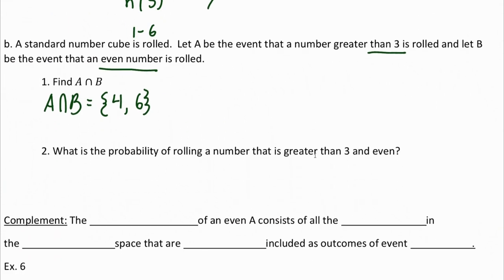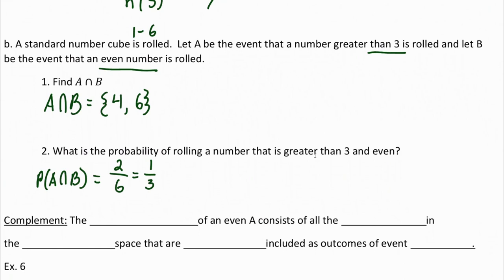And then it says, what's the probability of rolling a number that is greater than 3 and even? So what's the probability of that intersection? Again, it's going to be the number of outcomes in that intersection, which is 2, over the number of possible outcomes. Well, there's 6 outcomes when you roll a cube. So our probability is 1/3.